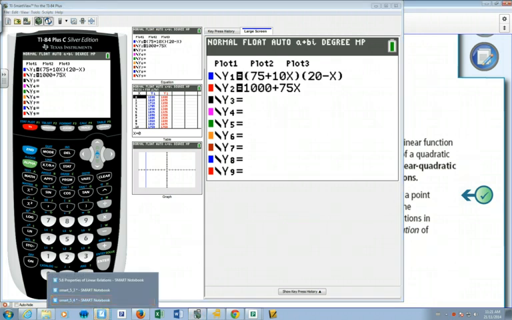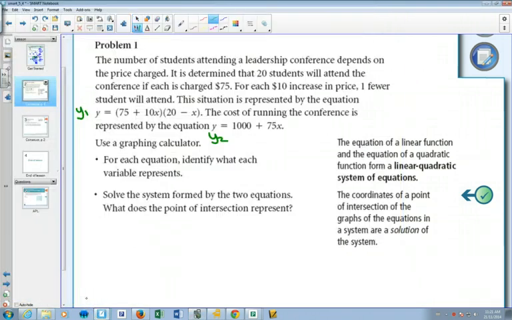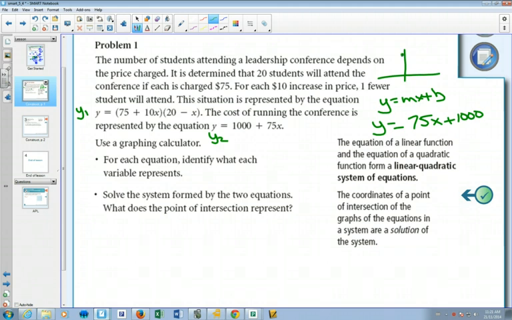If I go back over here, and if I think about y equals mx plus b, I can rewrite this as 75x plus 1,000. The 75 would be my slope. The 1,000 would be my y-intercept. If you just imagine graphing that, way up here at 1,000 is my y-intercept. Because my slope is 75, it means I would go up 75 over 1. My graph would look like that.